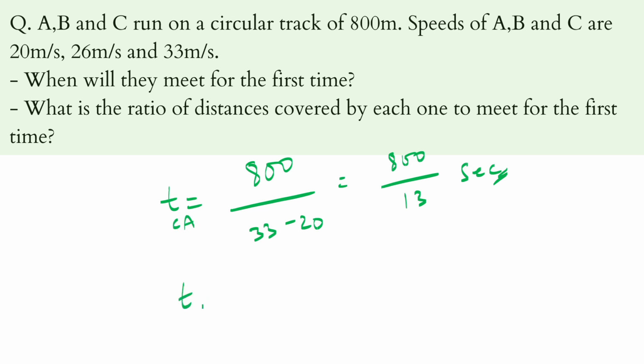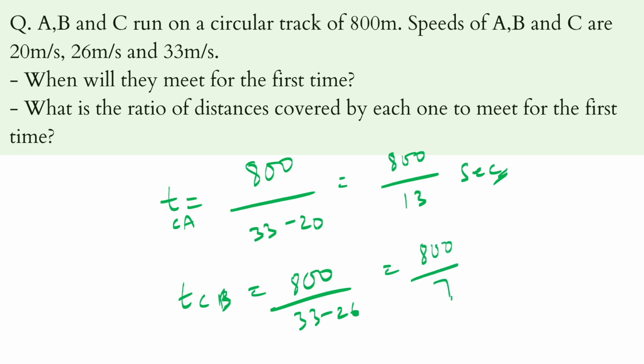Now in the second case, we must calculate the time taken by C to meet B for the first time. How can we calculate? Distance is 800 by relative speed, that is 33 minus 26, which will be equal to 800 by 7 seconds. So time taken by C to meet B for the first time is 800 by 7 seconds.